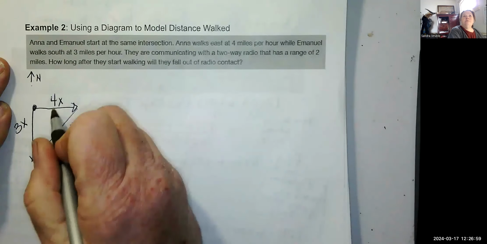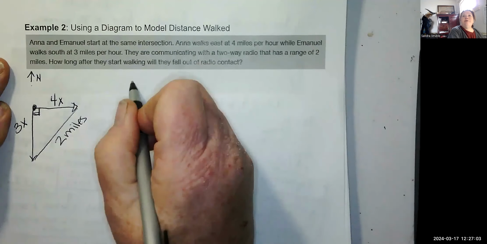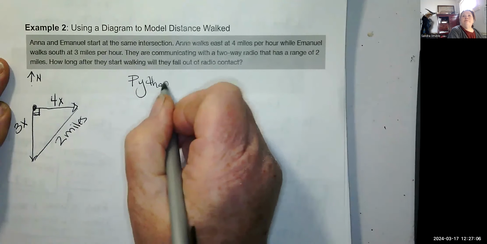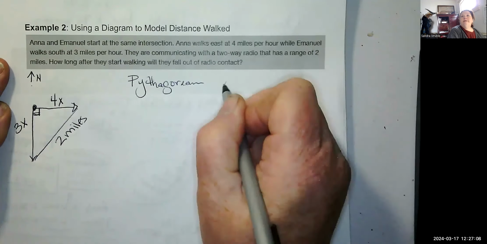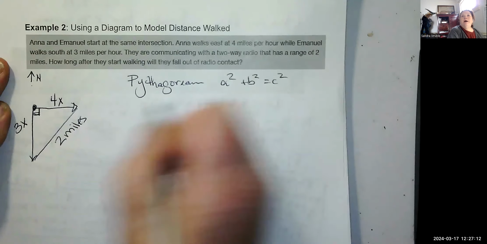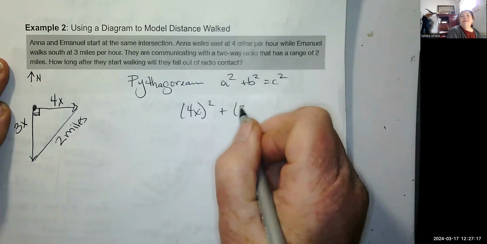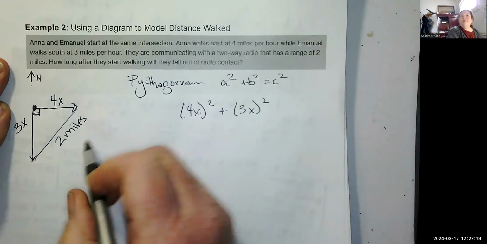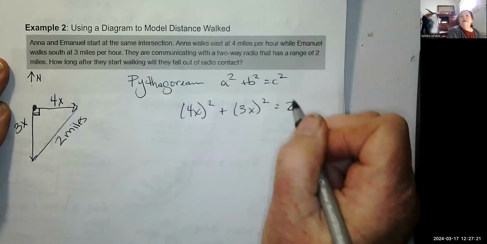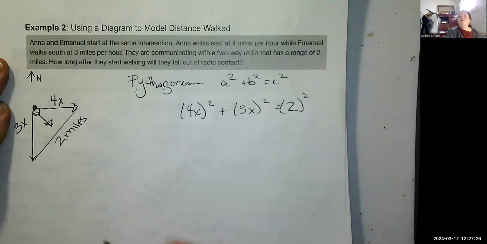Well, this is just a right triangle. So we can use the Pythagorean theorem, which is a squared plus b squared is equal to c squared. So a, we're calling 4x. B is 3x. And the reason I know that 2 is my hypotenuse is because it's directly across from the right angle. The hypotenuse is always directly across from the right angle.